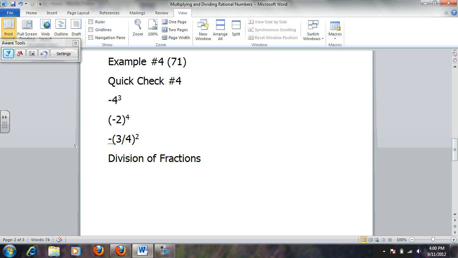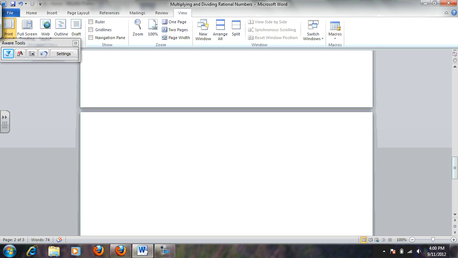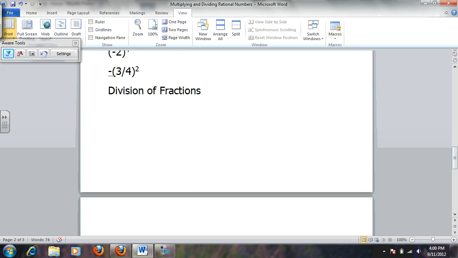Lastly, we need to go over some rules for division of fractions. Some things I want you to remember when dividing fractions. If I have 1/2 divided by 2/3, can I divide? We look on page 72 and 73.